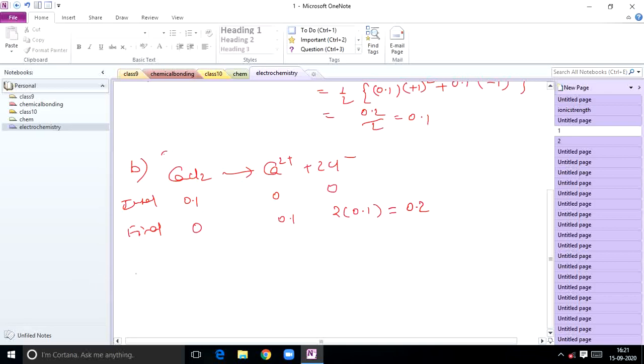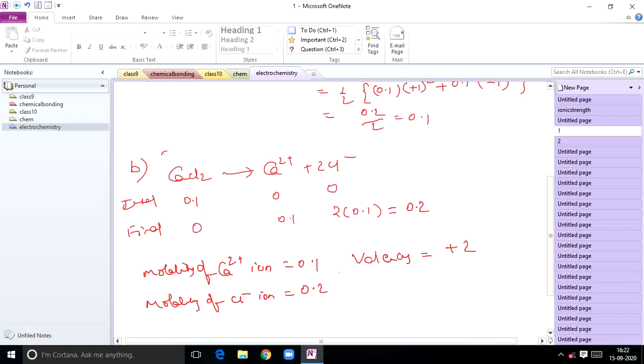Now molality of Ca2 plus ion. So what is the molality of Ca2 plus ion? Molality of Ca2 plus ion, we have to take it as 0.1. Valency, what is the valency? That is equal to plus 2, right? Next, molality of chloride ions, total molality of Cl minus ion, how much you will take? 0.2, right? From that you will get 0.2. And valency of chloride ion, valency it will be minus 1, right?